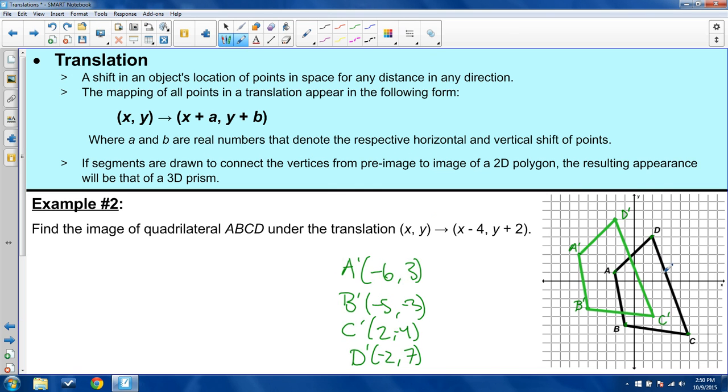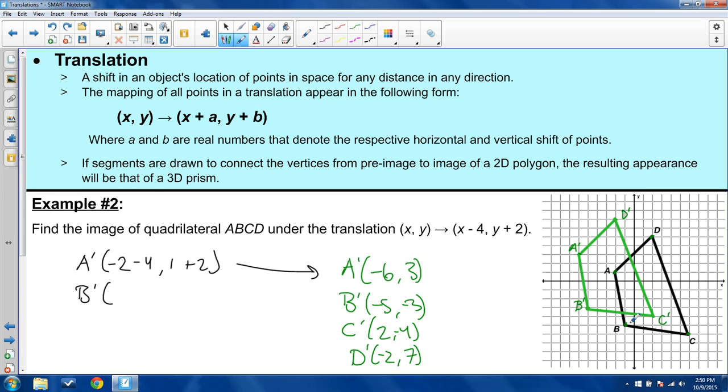It doesn't have to be on the vertices. It could be this point right here. All of them shift 4 to the left and 2 up. But these ones that we actually calculated would be, for instance, A originally was at negative 2, 1. So negative 2, 1. And for negative 2, I took away 4. And for 1, I added 2. That gives me negative 6, 3.